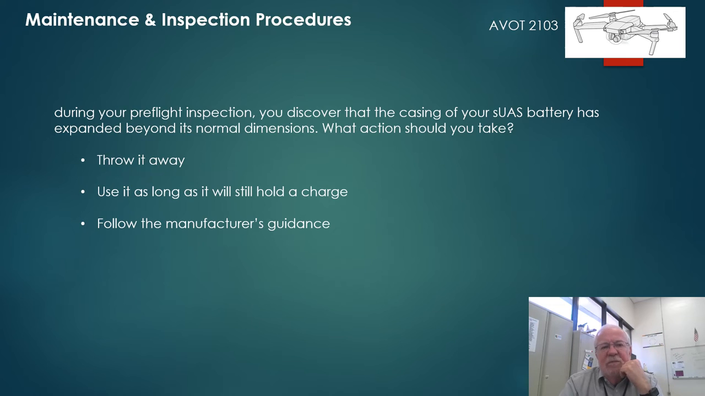Here's another question. During your pre-flight inspection, you discover that the casing of your UAS battery has expanded beyond its normal dimensions. What action should you take? This is a lesson we did a long time ago, right? It means there's something probably wrong with the battery and it could burst into flames. And now you have a flaming bomb flying through the air, crashing into somebody's backyard, setting fire to the wheat field or something like that, and burning down a whole village, and you ending up in prison for involuntary manslaughter. Yeah, that's maybe overstating the case, but okay, that's not good.